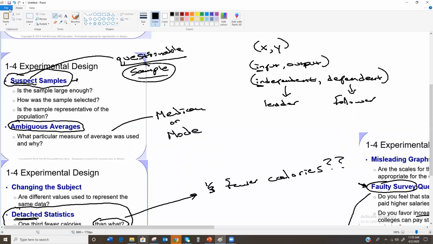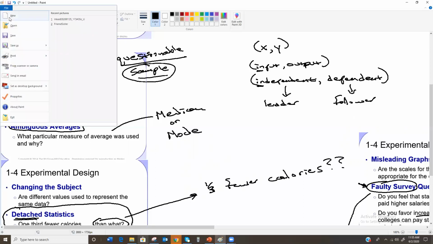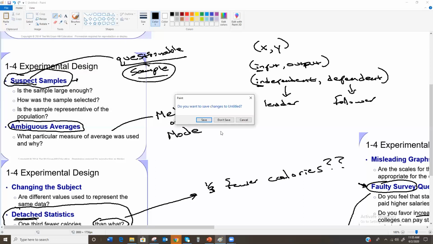All right. Anybody have any questions about chapter 1? On one of the slides, there was something that said confounding variable. Did I miss confounding variable? Where was that at? Oh, you're right. Hold on just a second.